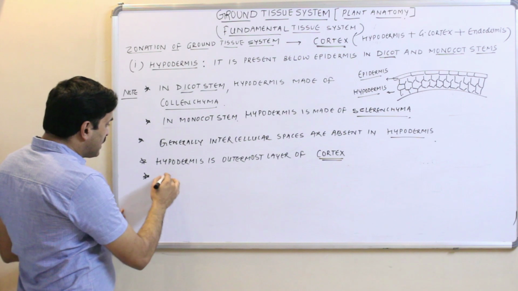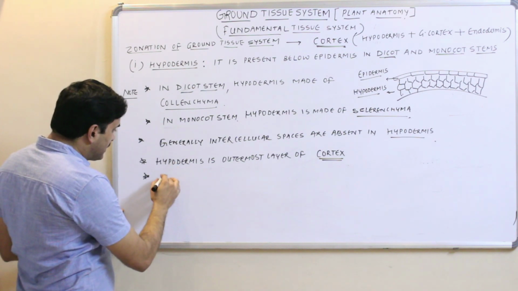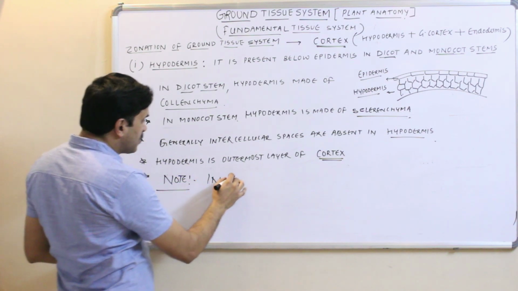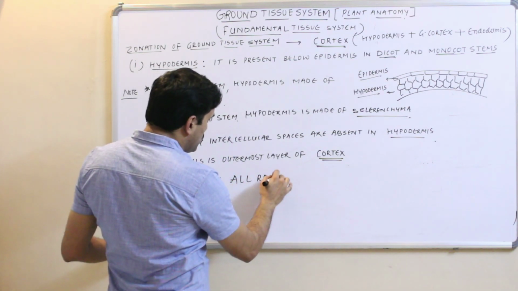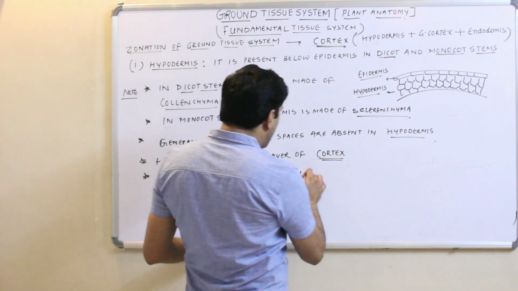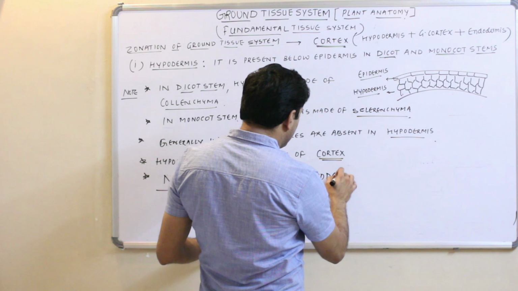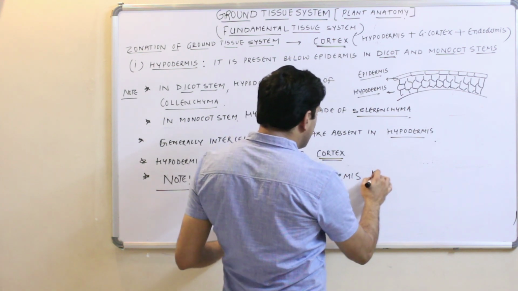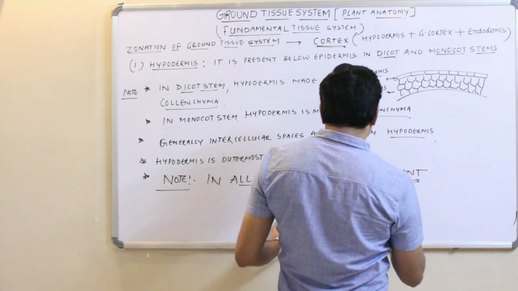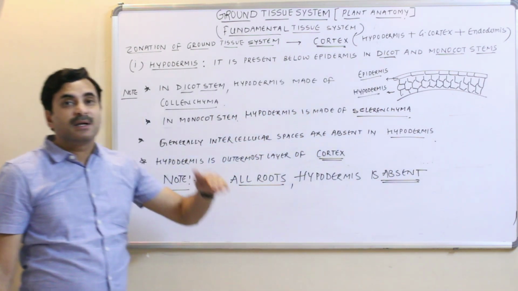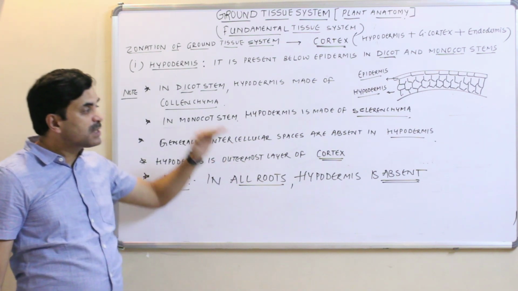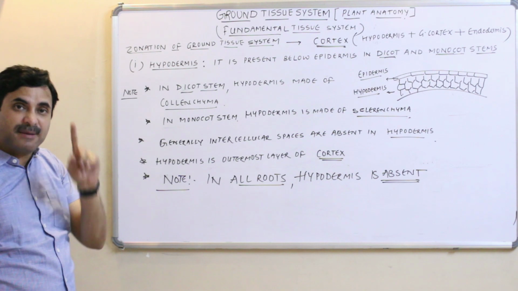Now, one more very important thing: in all roots, no matter whether they are dicot or monocot, hypodermis is absent. So you will not find the hypodermis in the case of roots. In all roots hypodermis is totally absent.